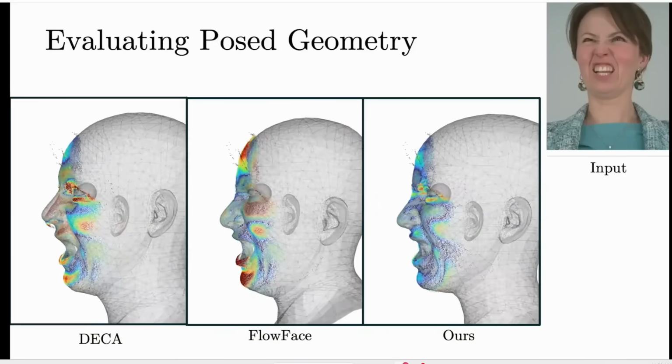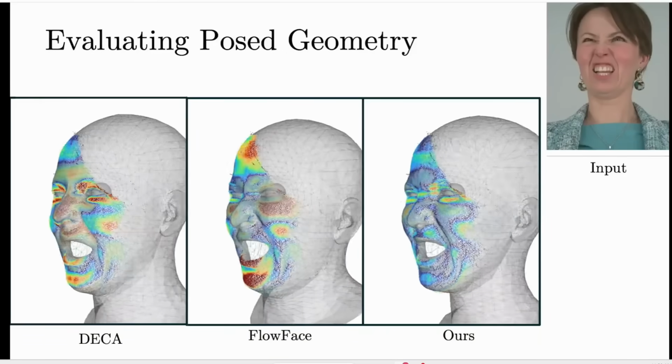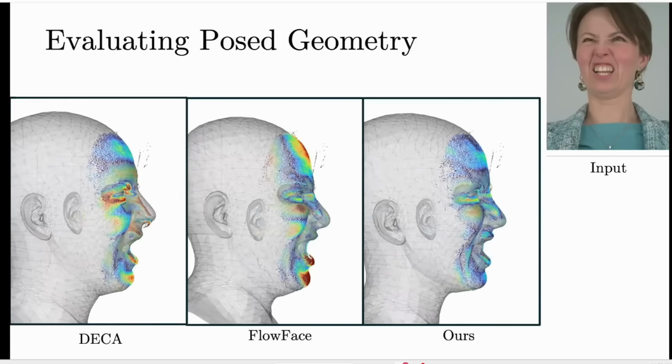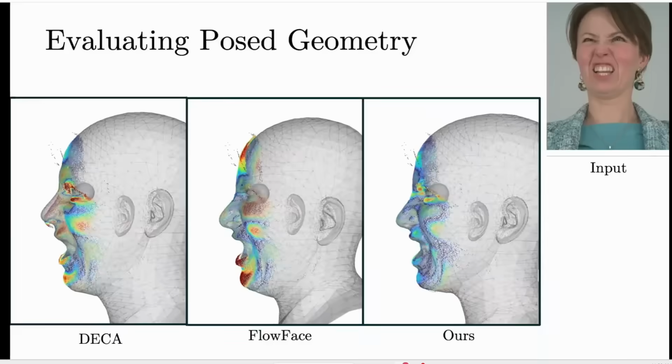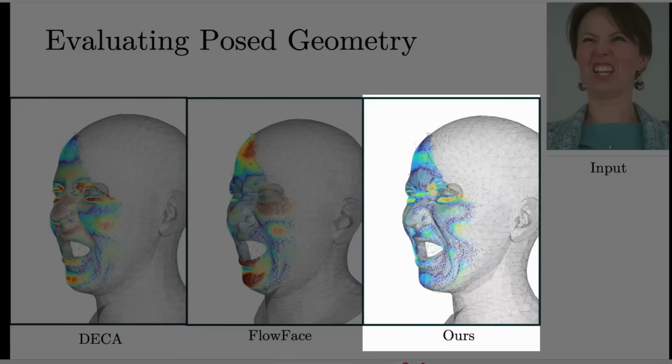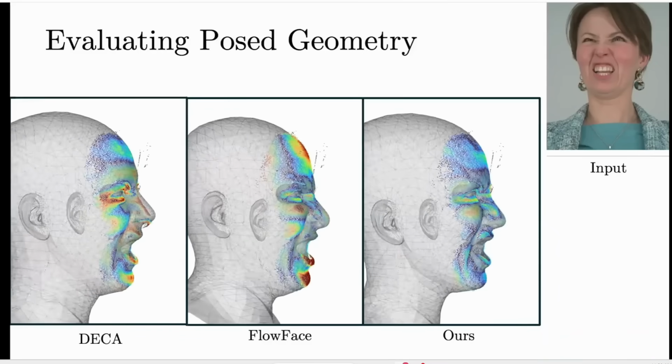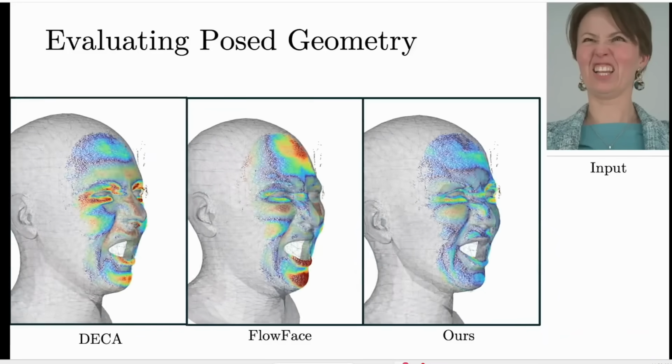Here's another example. Notice that I think they intentionally used these really tricky facial expressions to see if the AI can generate an accurate face model from that. And again, this new method just contains the least amount of errors compared to the other two previous methods.